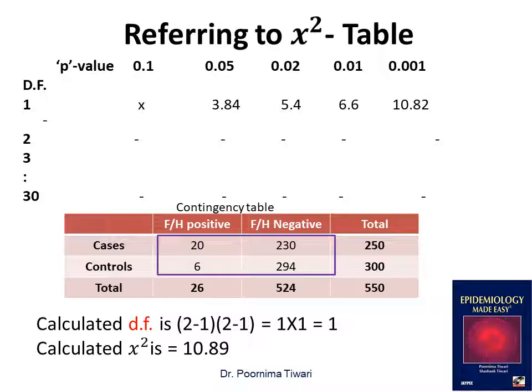The degree of freedom is 2 minus 1 into 2 minus 1, that is 1 into 1, which is 1. And chi-square is calculated to be 10.89. How? This is what the remaining lecture is all about. How do we calculate the chi-square?